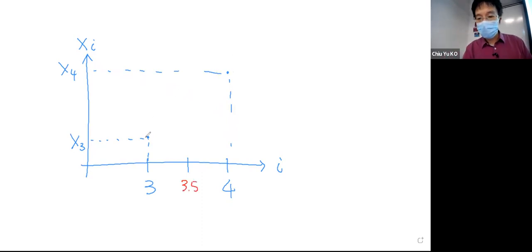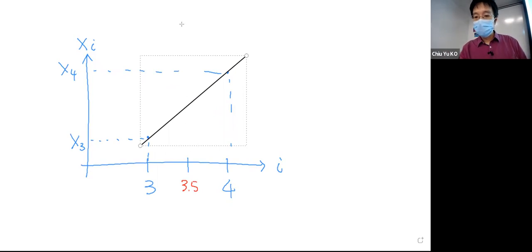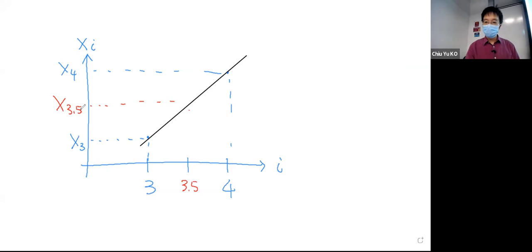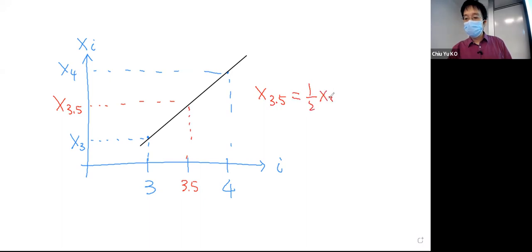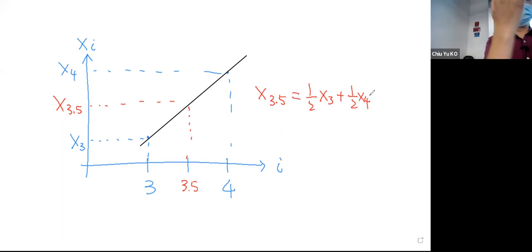Okay, if I have 3.5, what I do is a linear interpolation. Draw a line here. What we've been doing is like the following. What is x_3.5, right? We draw a line and plot here, right? So x_3.5 will be half of x_3 plus half of x_4, right? So that is what we have been doing with the median, if we count the 3.5, right?